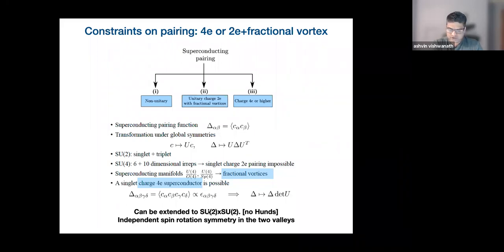Okay, and it turns out these conclusions are unchanged when you have this independent spin rotation symmetry, which is very close to what is physically present. Okay, now if you add some Hund's coupling, it could give you a splitting of, for example, the SU4 times SU4. If you have a Cooper pair where the electrons live in opposite valleys, you can show that the singlet and triplet are degenerate. Okay, and that's a consequence of this SU2 times SU2 being essentially SO4.